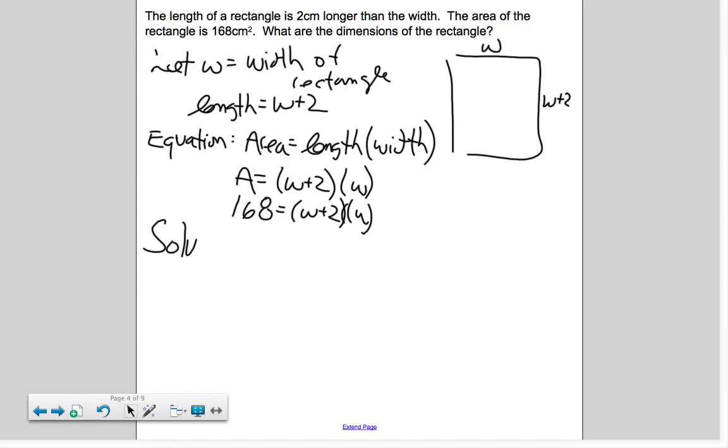So now I want to solve for this. Solve means what value for W will make this equation true. What value of W will make this equation true? How can I start? Multiply, what am I multiplying?